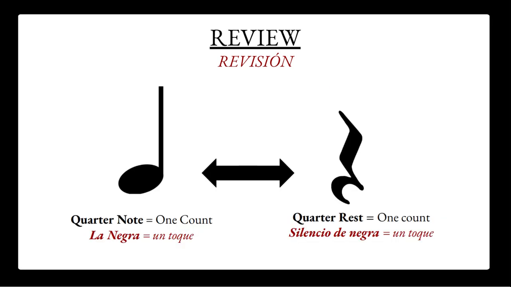And last session, we looked at some rhythmic values. On the left, we have the quarter note. That is a filled-in circle with a stem, and it gets one count. That is one count of music, one count of sound, one count of stuff. And on the right, we have the quarter rest. That is one count of silence, one count of nothing, one count of rest.